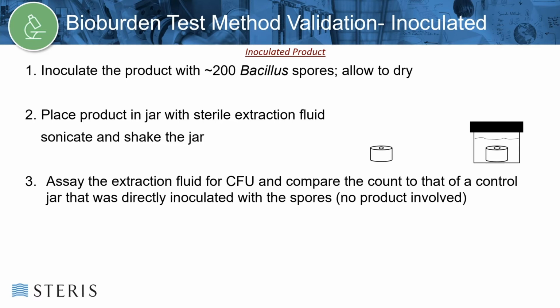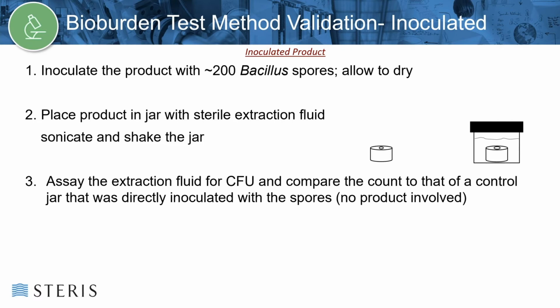We then place the product into a sterile jar with sterile extraction fluid, followed by sonication and mechanical shaking of the jar. We then assay the extraction fluid by filtration for colony-forming units and compare the product results against a set of control samples.